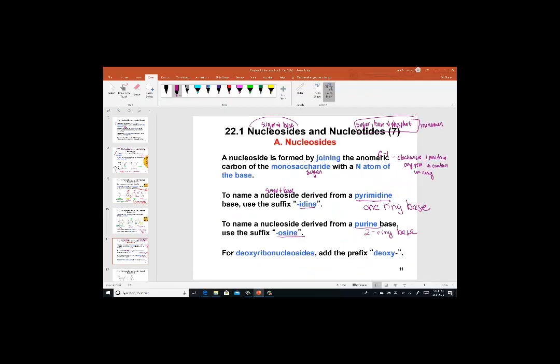Now, the other part of the nucleoside name is the presence or absence of the term deoxy. So identify the sugar and decide, do I need to say the term deoxy or leave it off? If it is a deoxyribose sugar, it's lacking the OH at carbon 2, you put a prefix on deoxy. If the sugar has the OH group at carbon 2, you don't hear a word about the sugar in the name. You just ignore that and just name the nucleoside.